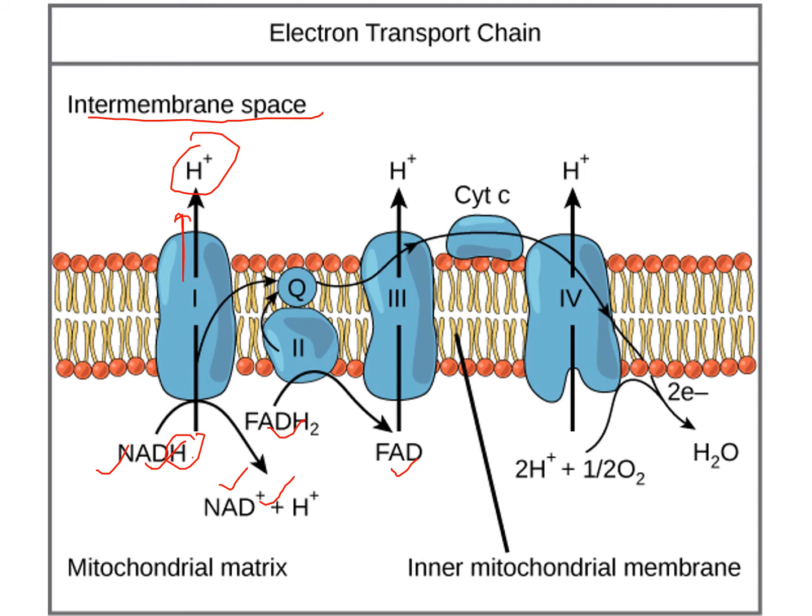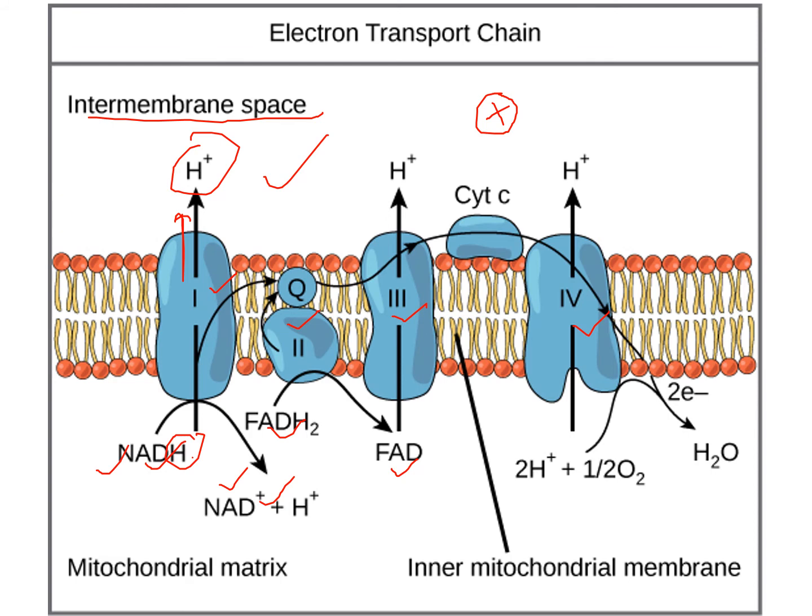Because of that, what will happen? There are 4 enzyme complexes, shown here in Roman numerals 1, 2, 3 and 4, which act in the transfer of protons from the mitochondrial matrix to the intermembrane space. Because of this proton transfer, they will generate a proton gradient across the membrane.